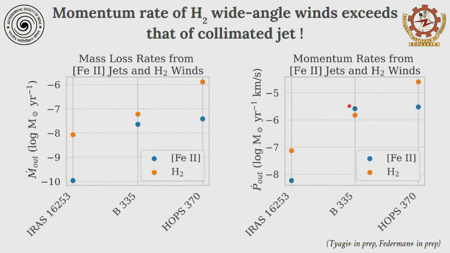For B335, it's comparable. See, B335 is peculiar. It has recently undergone an outburst in the last 1 year or so. So that we still need to understand. But this difference is sort of an order of magnitude or larger.